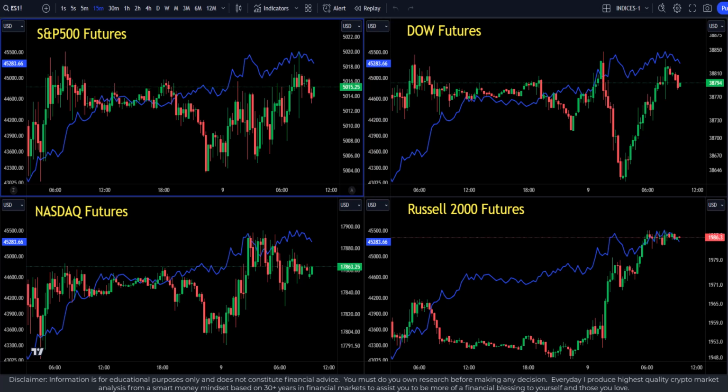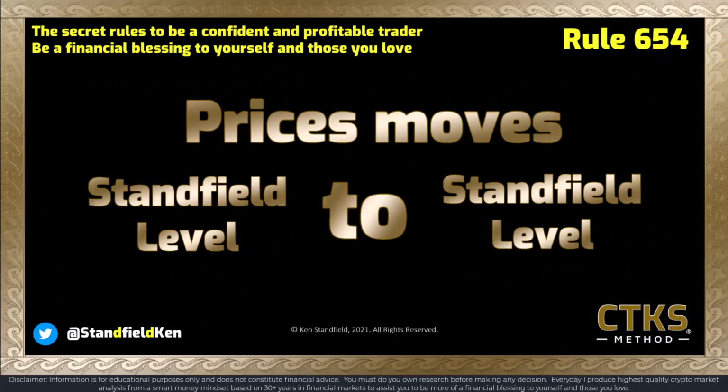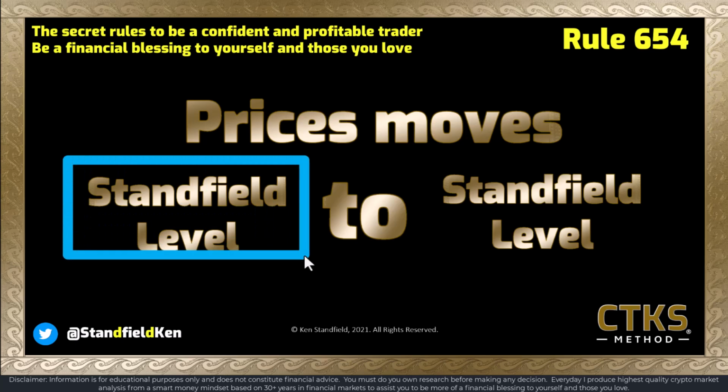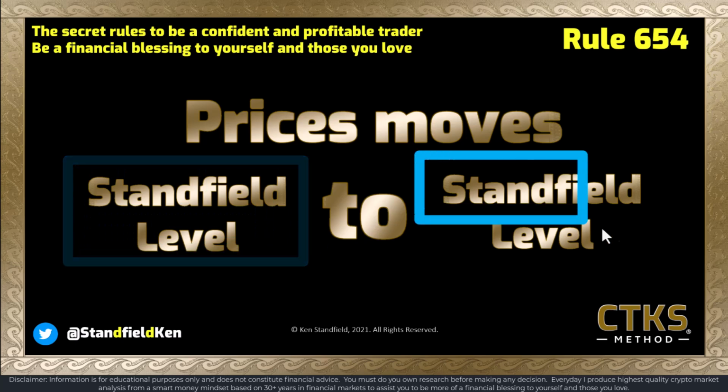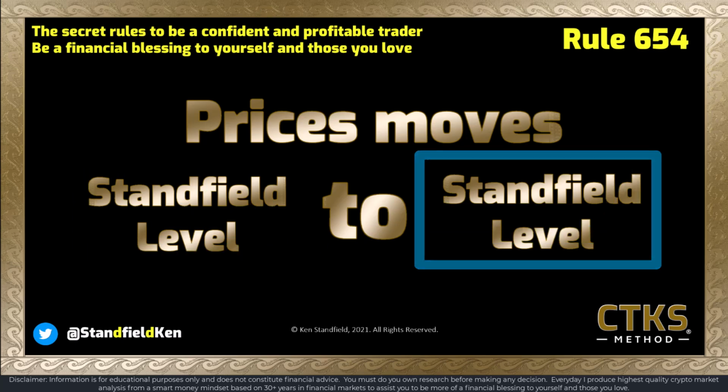Please let me know in the comments, where do you think the main markets and crypto are going next? Always bear in mind Rule 654, it's a very, very powerful rule. Price is simply moving from clustered SLs to other clustered SLs.